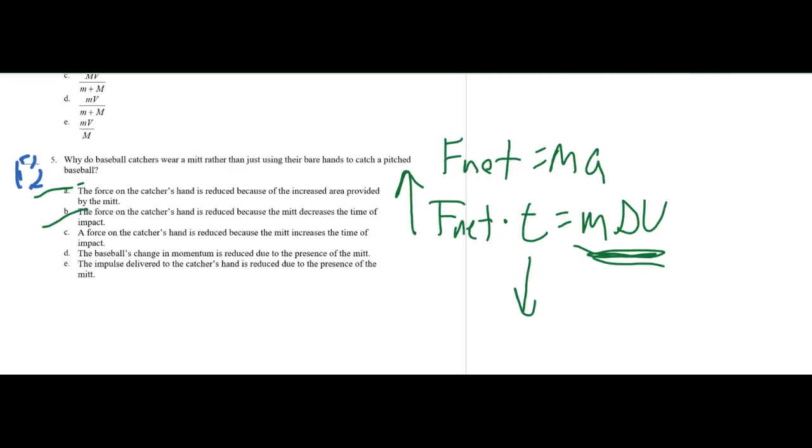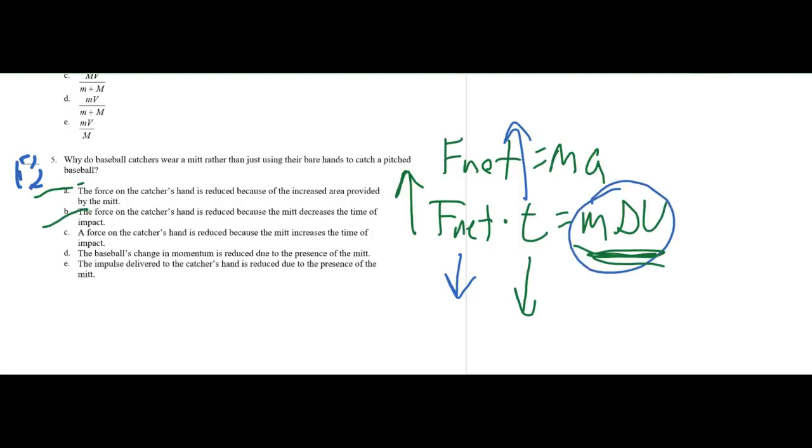C says the force on a catcher's hand is reduced because the mitt increases the time. Let's test that one out. If the time goes up, to balance it out, F net has to go down. So that's looking good. If we looked at D, the baseball's change in momentum is reduced. We said that is a constant.